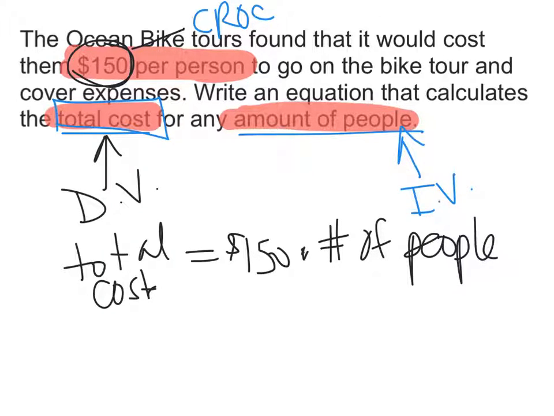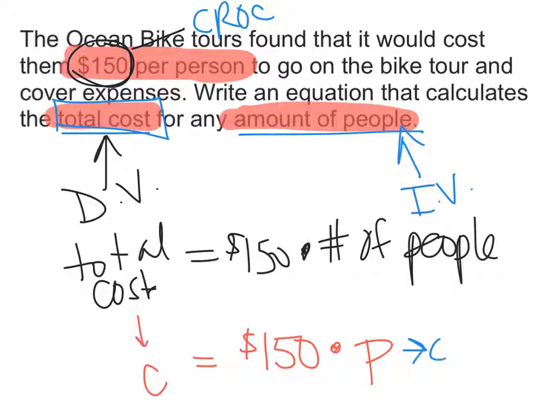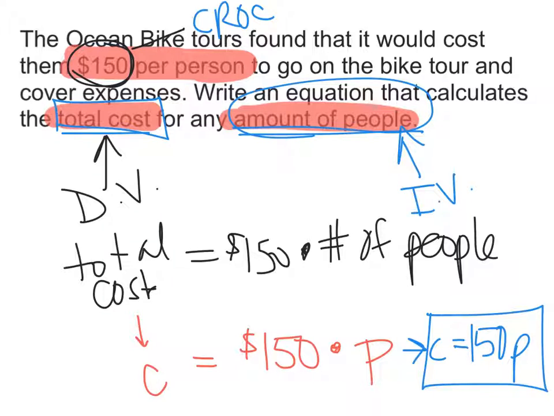So we want to try to shorten this as much as we can. So we are going to change total cost into C. $150 stays the same because that's our constant rate of change. And then we're going to change number of people into P. If we shorten this a little bit more, we would get C equals 150P. And that would be our final equation. We could substitute any amount of people into this equation and find our total cost.